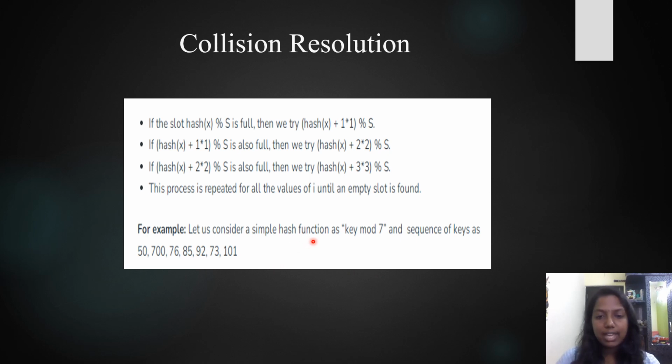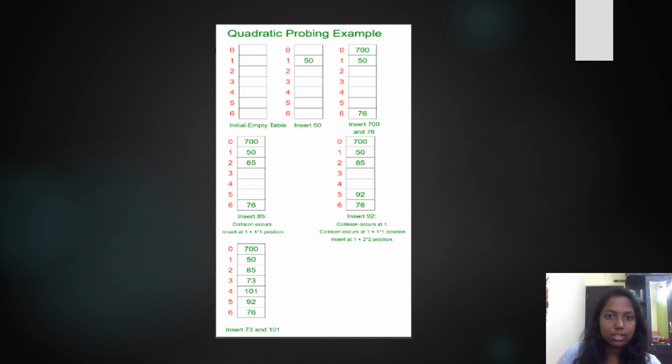So let's say we have a key function mod 7, and these are the elements. When we do 50 mod 7, we get 1, so we insert. 700 and 76 give 0 and 6, and we insert them respectively. Then the collision occurs for 85. 85 gives us the same position, 1, but it is already filled. So we insert it at 1 plus 1 into 1, which gives us 2.